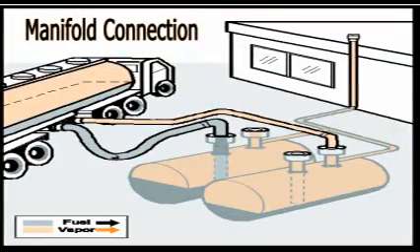In a manifold connection, the vent pipes of the tanks are connected. This allows for more than one underground storage tank to be filled at a time, and the vapors to be transferred back to the tanker truck through one pipe.